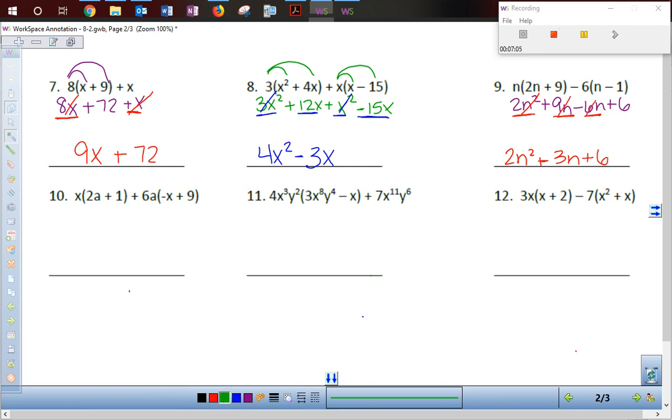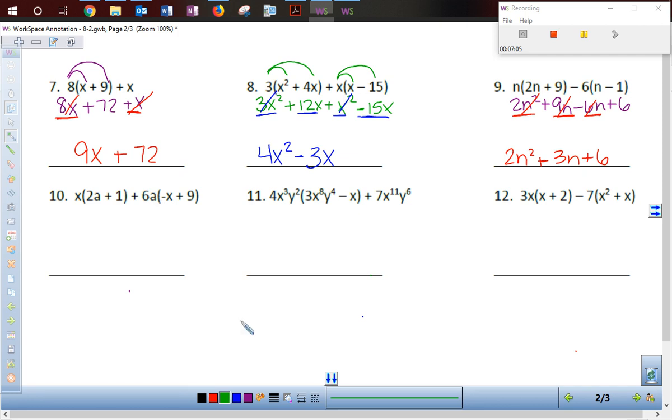Now double check that it's in standard form. Degree of 2, 1, 0. We're good to go. On number 10, I hope you notice that we're working with two different variables here. I have an x and an a. Now when you're multiplying two different variables together, it's really important that you write them in alphabetical order.